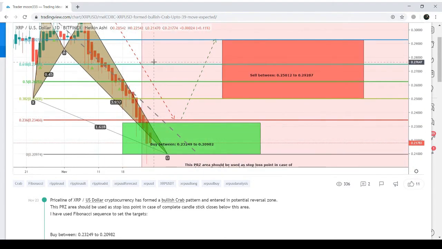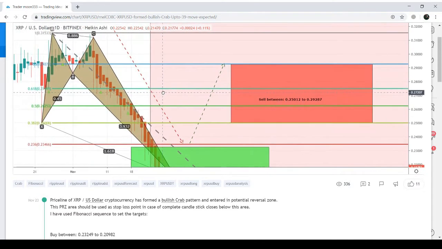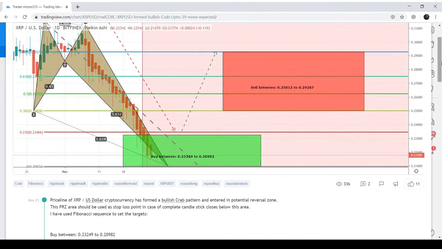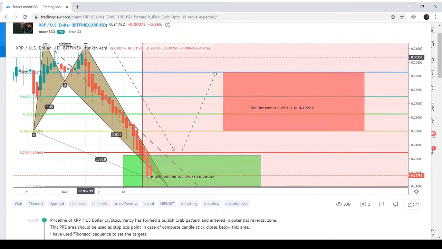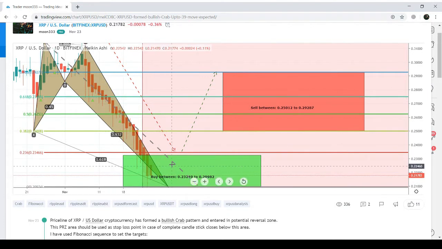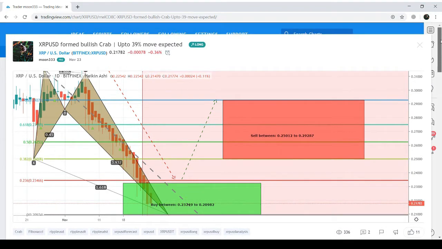So the price action has completed the bullish crab pattern. Now the price action should take the bullish divergence and move up from this PRZ area and should be projected in between this area from 0.382 up to 0.786 Fibonacci. This is the projection area of C to D leg of this bullish crab pattern. So this should be our buying zone, and this is our sell targets. This trade has the potential to give up to 39% profit.